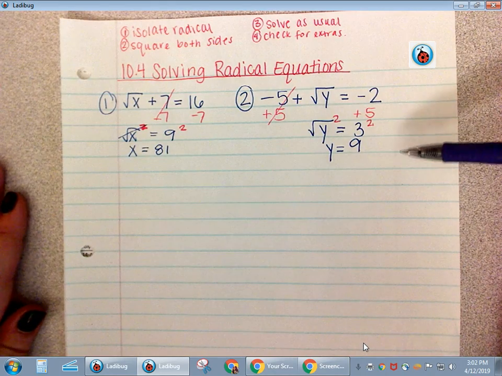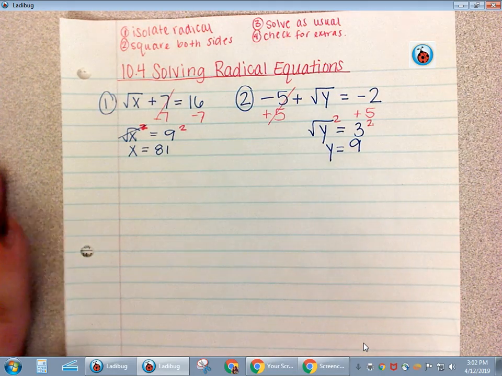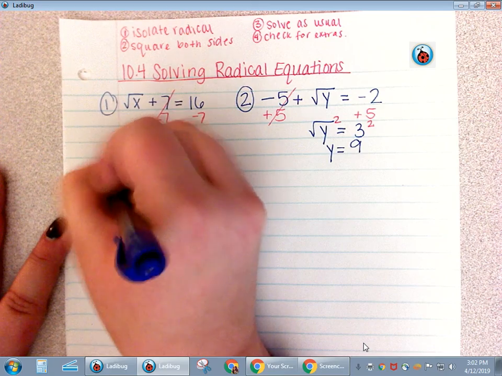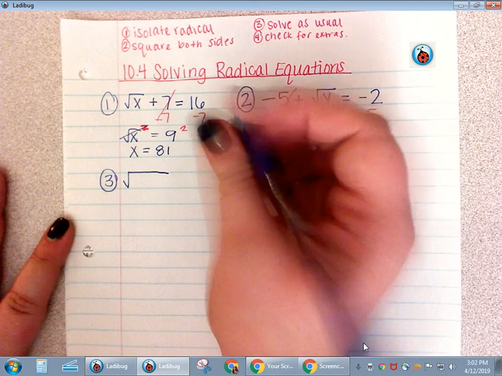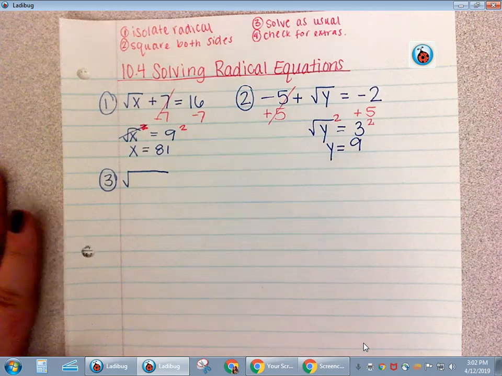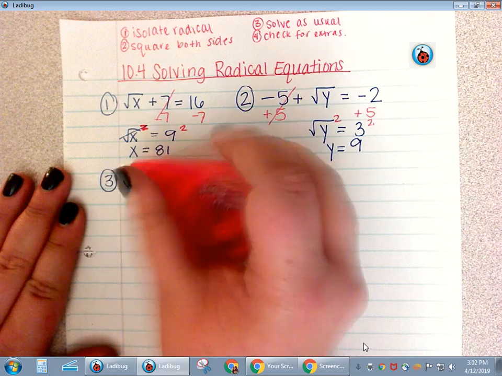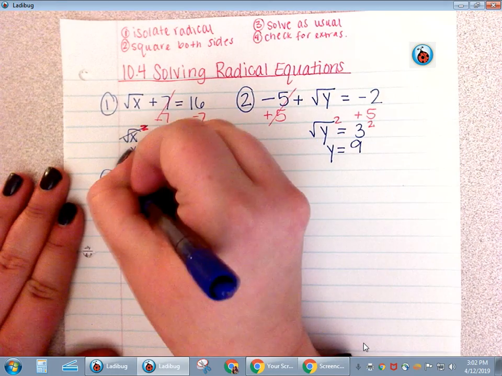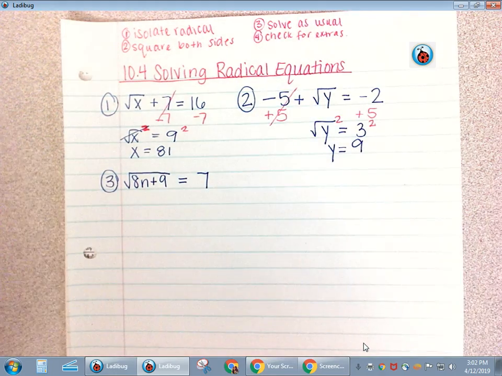So this first kind, pretty straightforward. Get the radical by itself, square both sides, all done. The next type are where there's 2 radicals happening. So number 3 will be, actually, hang on, I'm not going to get to that example just yet. Let me do a different one first. Sorry. Oh, actually, I can leave that. The square root of 8n plus 9 equals 7. We'll do 2 radicals in the next one.